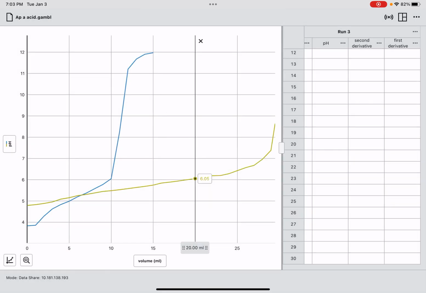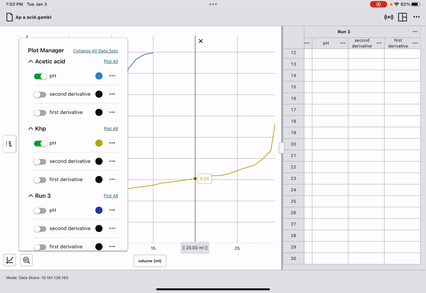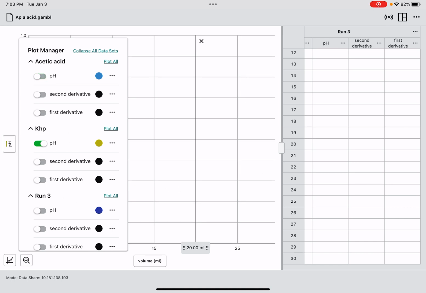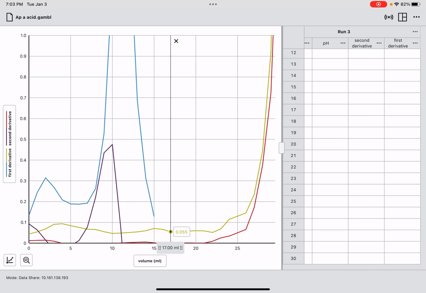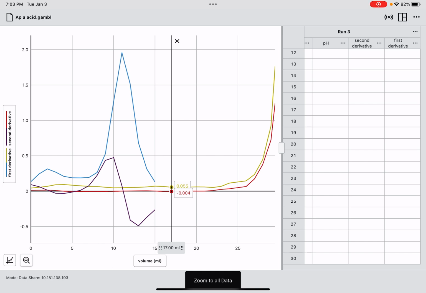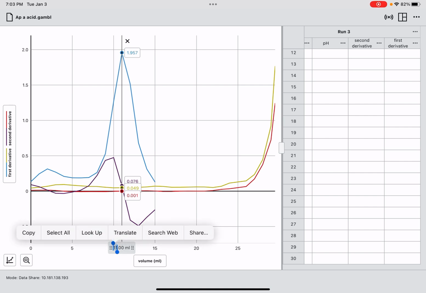Now, to see what I actually have, I'm going to click over here on the y-axis where it says pH. I'm going to click off the pH because it's just going to make it messy, and I want to see the second and first derivative. So I'm just going to click those bars over. And now, if I click on the magnifying glass on the bottom left side, I can see. What I'm interested in is these spikes right here. Okay? These spikes tell me where the equivalence point is for my reaction.